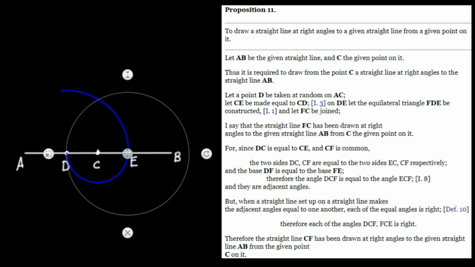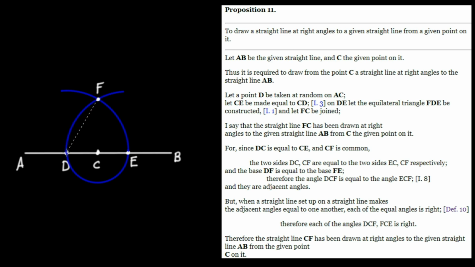And then we move our compass over to E, and we let the radius be ED. Draw out some arc, like so. We take note of that intersection point right here, and Euclid calls this point F. And we finish the equilateral triangle, FDE. So F, D, over to E. And then he says, let FC be joined. So FC, here to here.